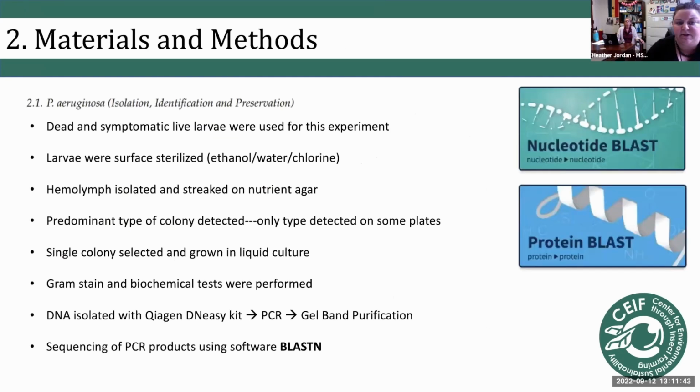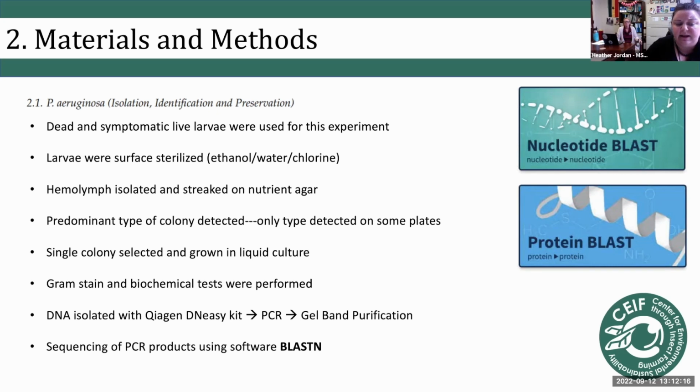So moving on to the materials and methods of this paper, the first section, 2.1, was Pseudomonas aeruginosa isolation, identification, and preservation. So this was an industry experiment that was done. Dead and symptomatic larvae were used for this experiment that came from a producer. And the larvae were surface sterilized using an ethanol, water, and chlorine assay. The hemolymph was isolated and streaked onto a nutrient agar, and a predominant type of colony was detected, and only one type was detected on some plates.